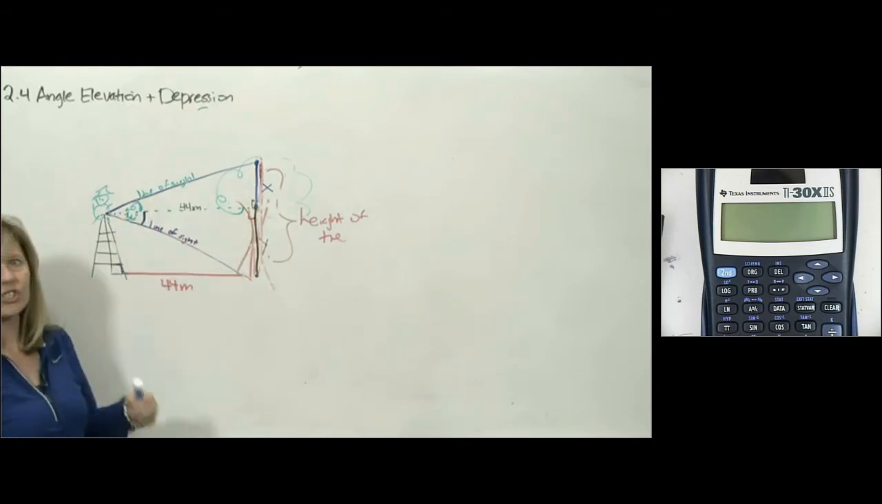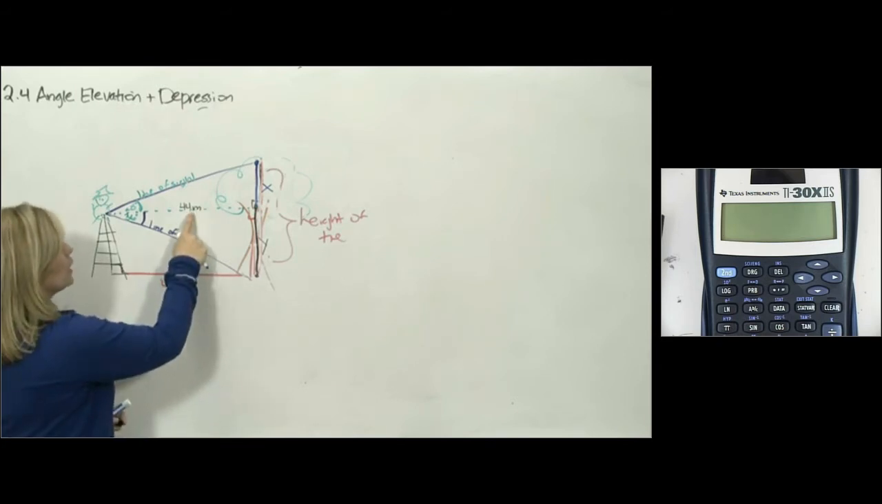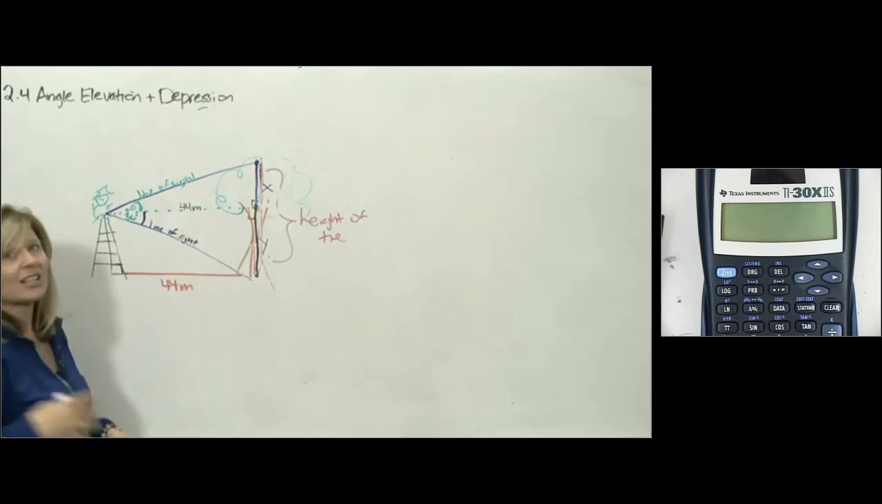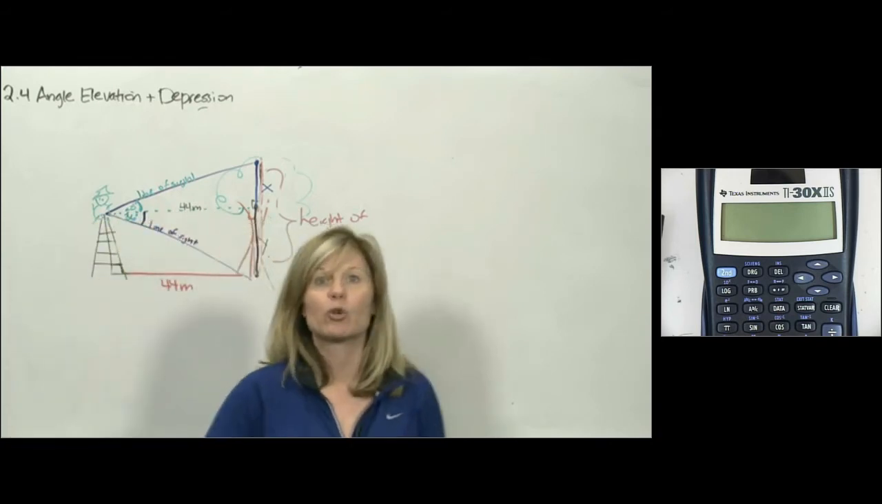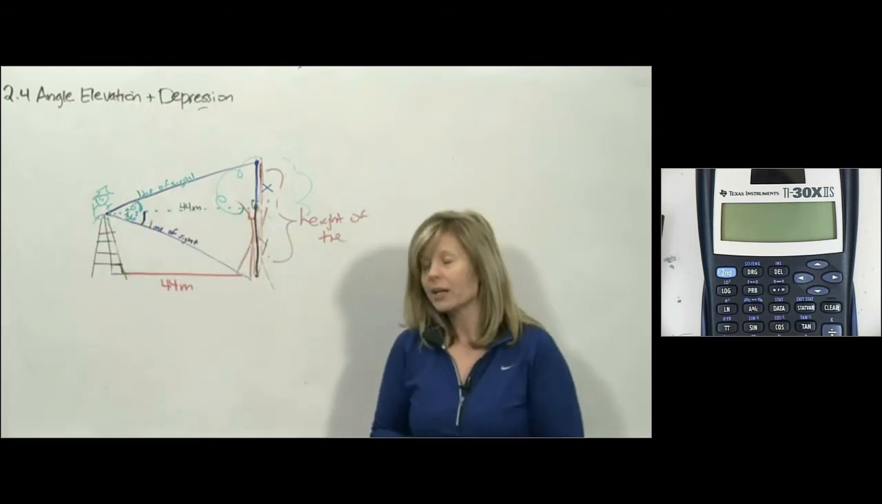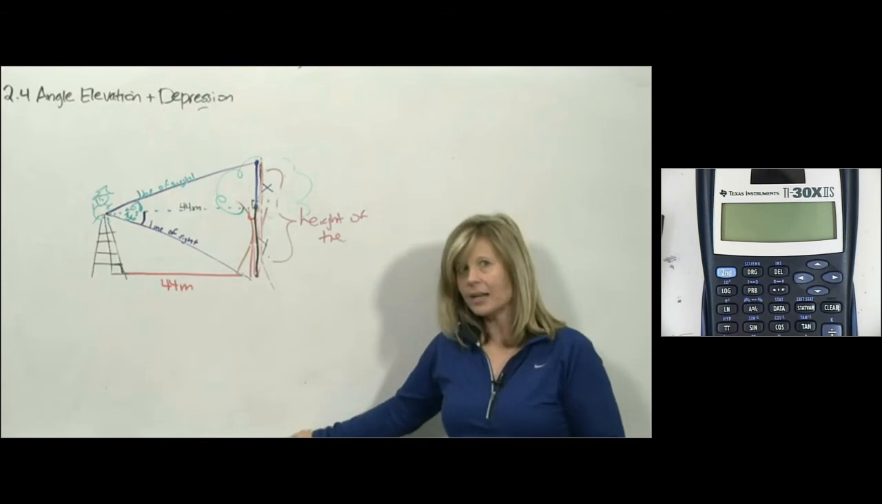But again, the problem is you still can't use Pythagorean theorem. You only know one side. That's why we need SOHCAHTOA, trigonometry. So how do we do trigonometry? How do we find a missing side using it?